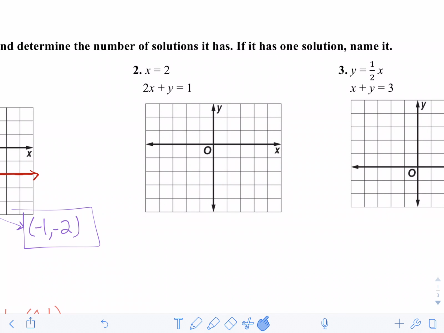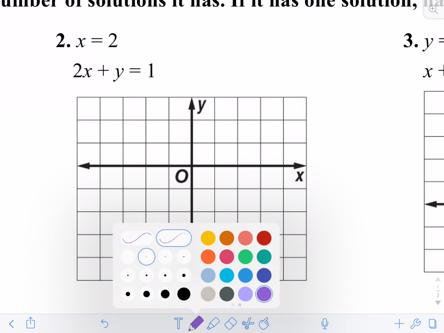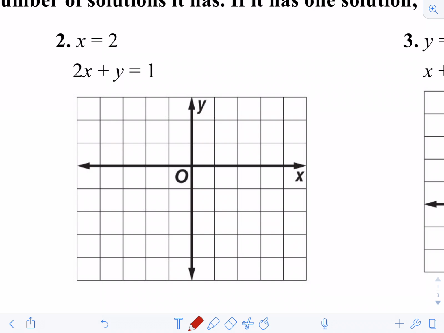Okay, so over here we have x is equal to 2. So this is kind of like the first one, except instead of y equals, it's x equals. If it's x equals, it goes through the x-axis, and it's going through the x-axis right here at 2. Since it's cutting through the x-axis, it's going to go straight up and down. So there's my line at x equals 2.